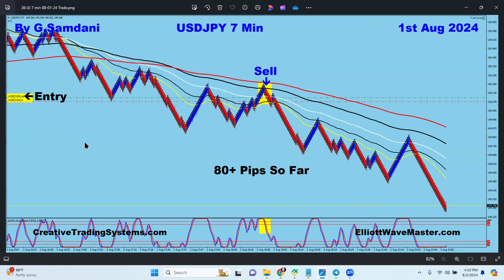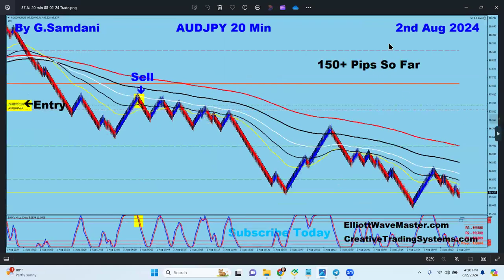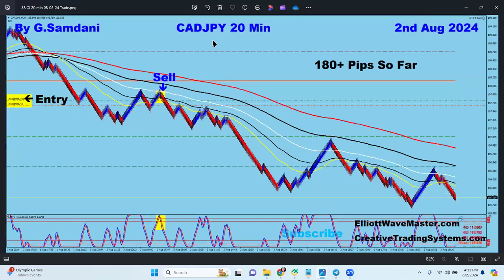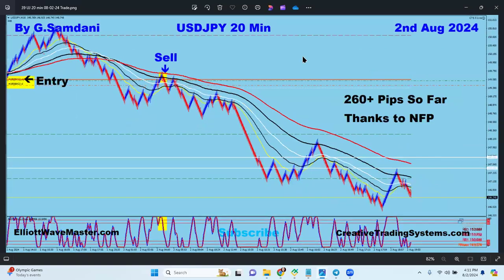So this one here for 80 pip, sell orders right there. And on the second, again, the same drama keeps coming down. And then this was the entry here, boom, boom, and all the way down. This is after, I think, NFP today, right? On the second, thanks to NFP, 180 pip on CAD yen. And then mostly this one, USD yen, beautiful drop, retrace, entry. This was the entry as well, and this was the entry as well, and then all the way to 260 pip.